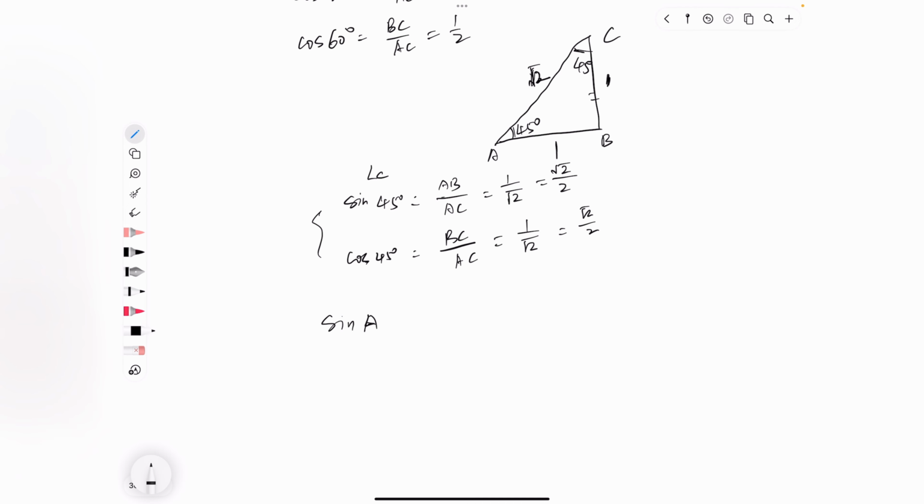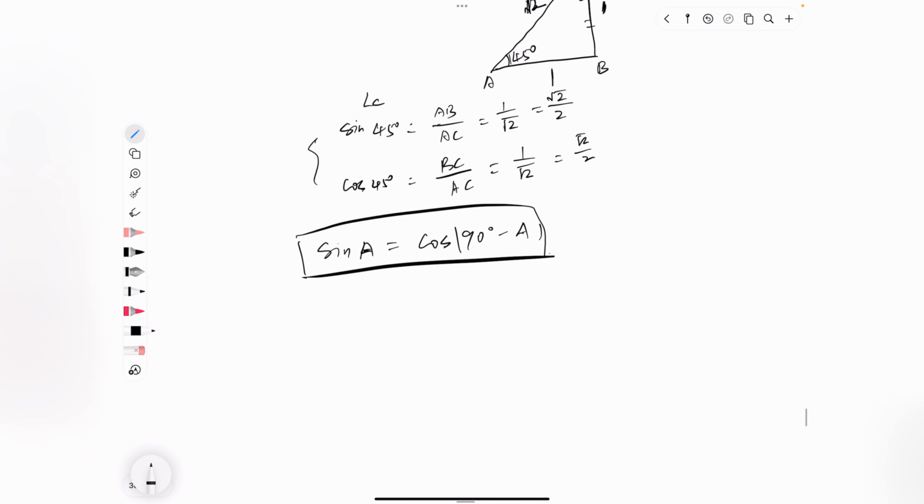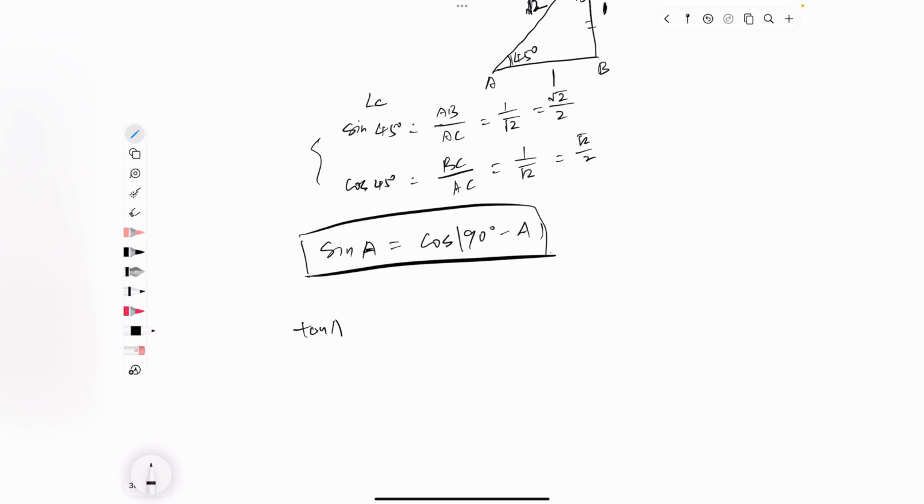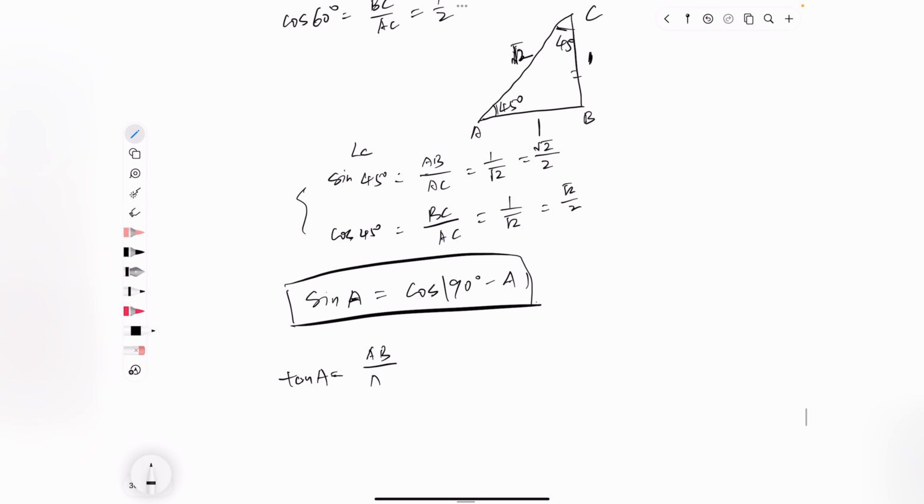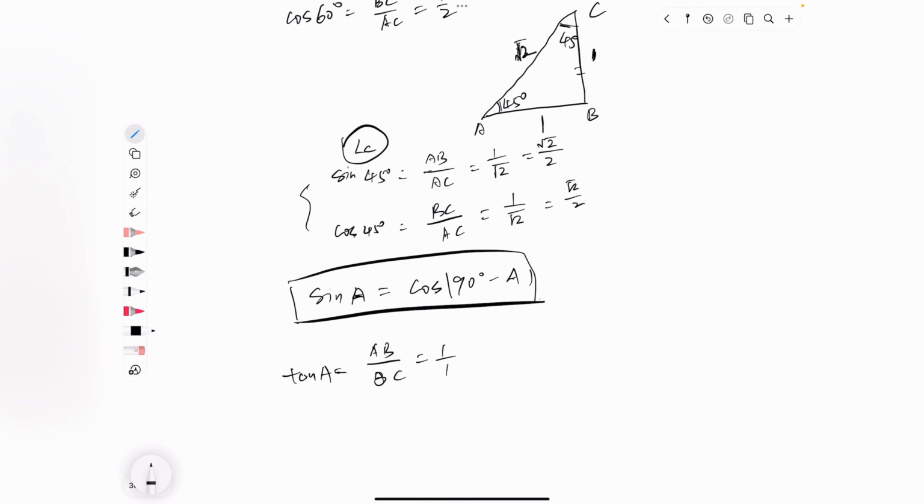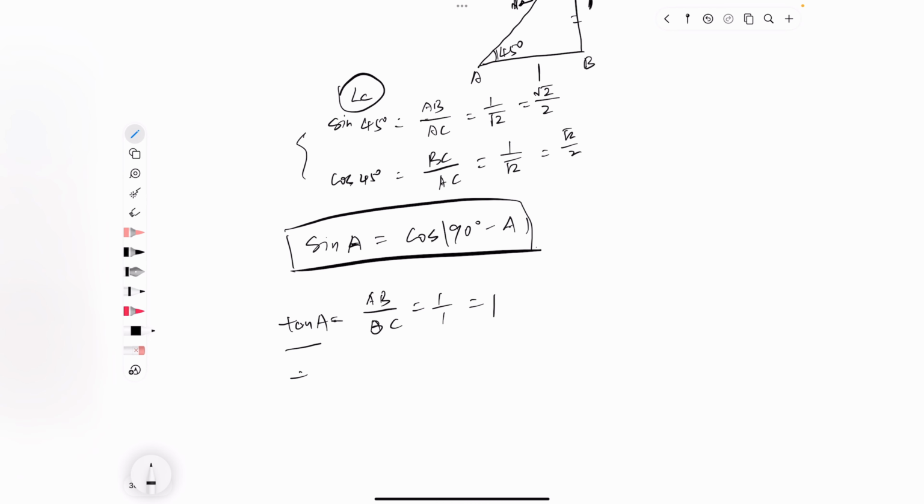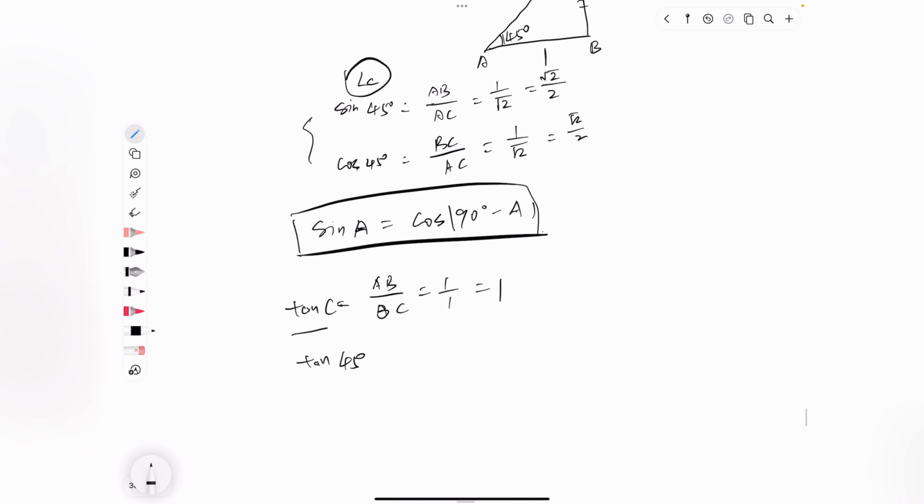If we have sine A equals cosine of 90 minus A, this is the relationship between A and 90 minus A. And for tangent, looking at angle C here, tangent equals AB over BC, so 1 over 1 equals 1. So tangent 45 equals 1.